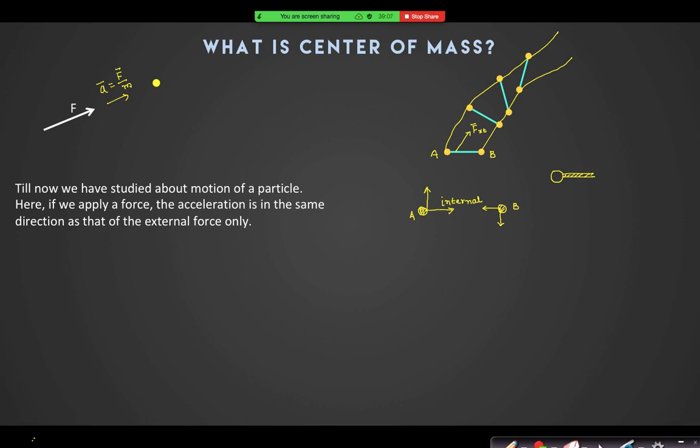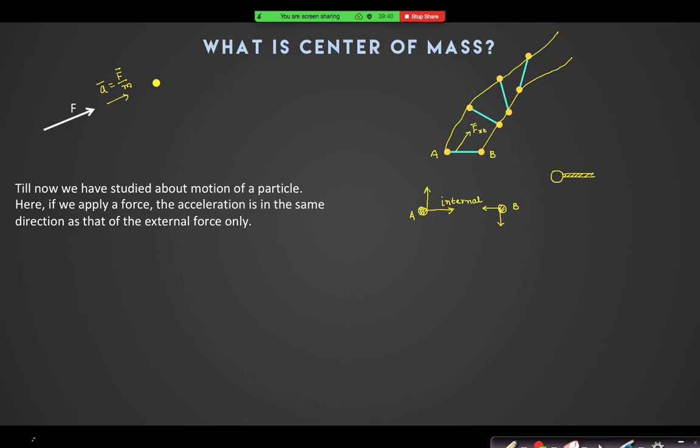So if I do not have any idea about internal forces, how can I find the motion of A and B? Yes, definitely, if you give me the full idea of internal forces, then I will be able to find the motion of A and B accurately, as we have done in previous chapters. But here the problem is that we do not have any idea about internal forces. The only thing we know is the external force. Then how do I find the motion of A and B?